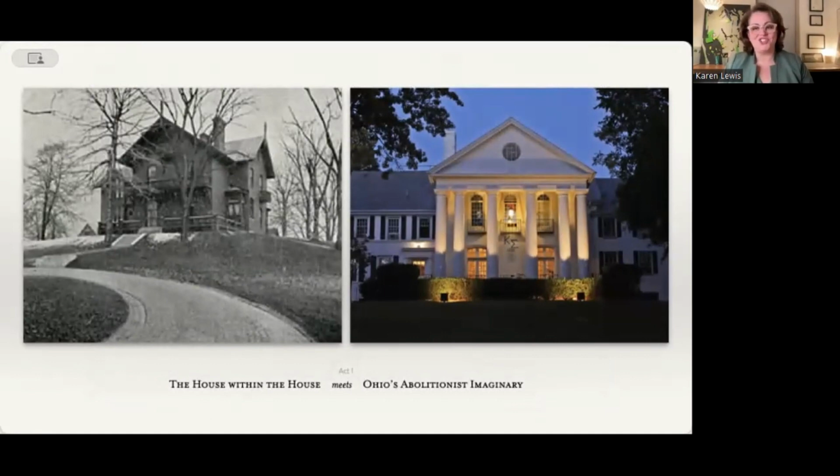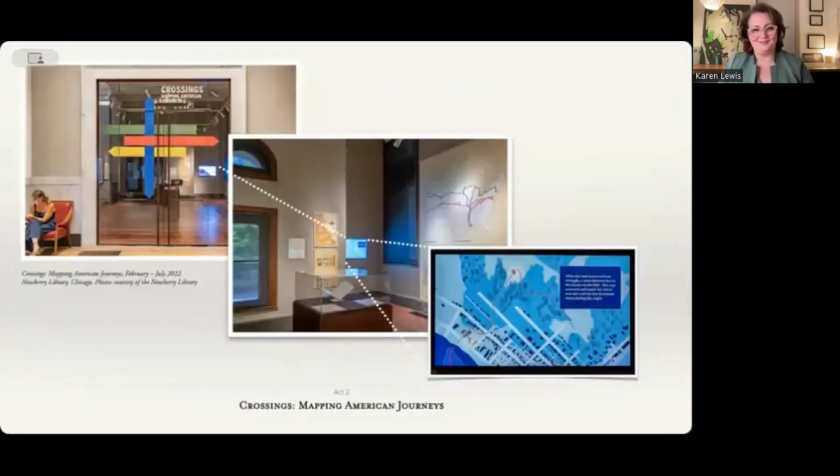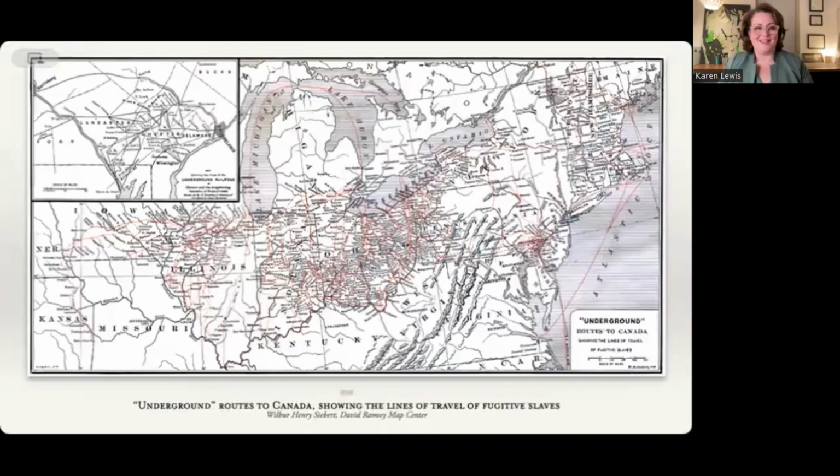And these stories challenge the ways we look at how we speak about slavery and what stories we carry forward into the present. And the second is a project I developed for an exhibition at the Newberry Library curated by Jim Ackerman, titled Crossings, Mapping Americans' Journeys. This short animation that I developed for the exhibition was to describe how freedom seekers mapped their way from enslavement to liberation.